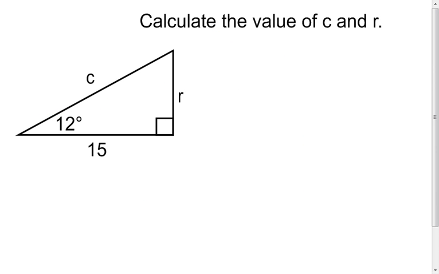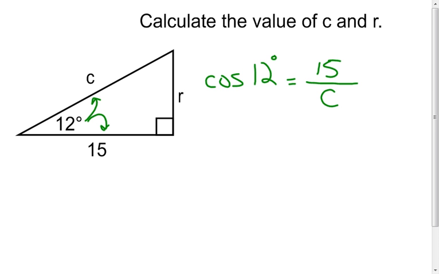In this one, I have a 12-degree angle. I have one leg of my triangle I'm looking for and the hypotenuse. So you just have to decide which one you want to find first. I'm going to say, let's find the hypotenuse first. And then I look at this, and from my 12-degree angle, I know the adjacent side, and I'm looking for the hypotenuse. That's cosine. So the cosine of the 12-degree angle that I went from, cosine is adjacent, which is 15, over hypotenuse, which is c.